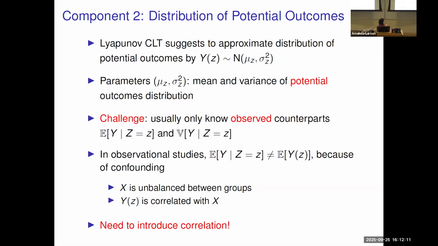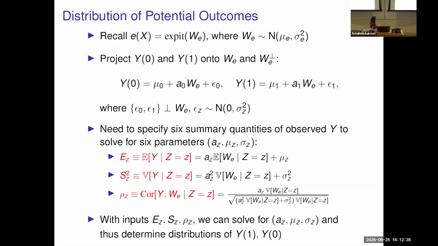So in observational studies, we know that the potential outcome and the observed outcome in the same arm are not the same because of confounding. In particular, Y, Z is actually correlated, the confounder is correlated with X. So this makes us realize we need to introduce a correlation. What we try to do is somehow characterize the potential outcome distribution. How do we characterize that?